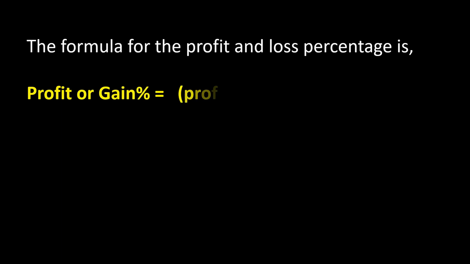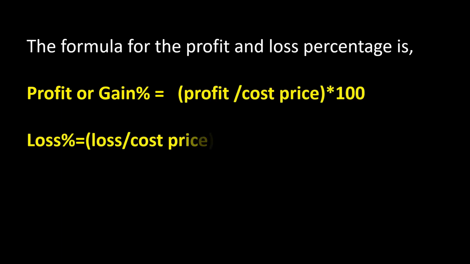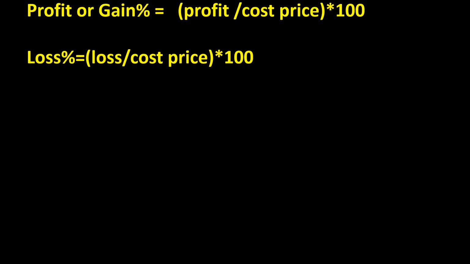Now the formulas for profit and loss percentages. Profit percentage is profit by cost price into 100. Loss percentage is equal to loss by cost price into 100. These are the two formulas to remember. Next we can see a simple example for better understanding.